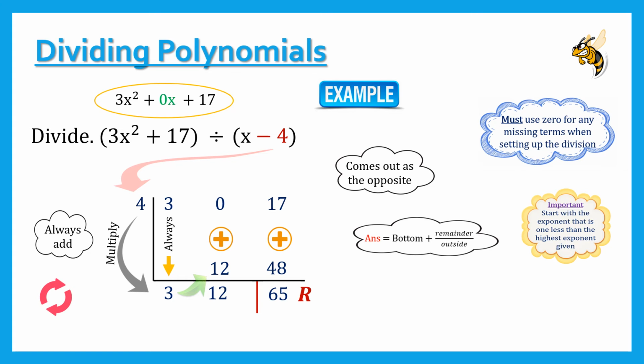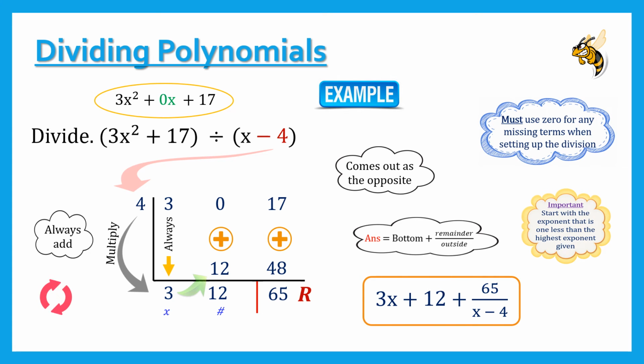Remember, your answer should always start off with one exponent less than the given. We started off with x squared, so therefore my answer should start off with x. So the first one is x, and then the next one will be just a number. So when we're setting up our answer, it will be 3x plus 12 plus 65 over x minus 4, because it's a positive 65, so it's plus 65 over x minus 4. And that's your final answer.